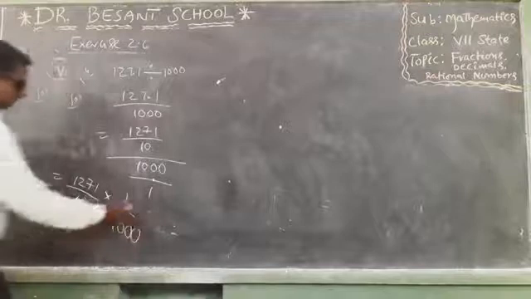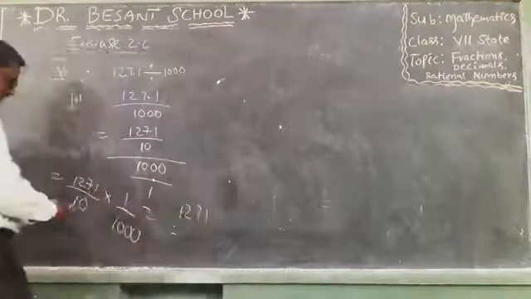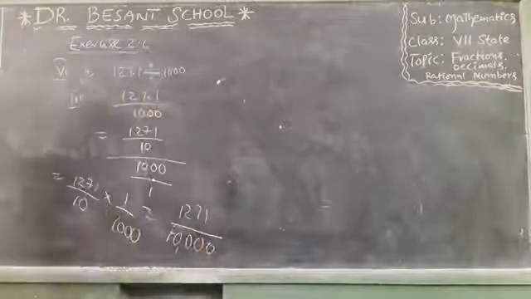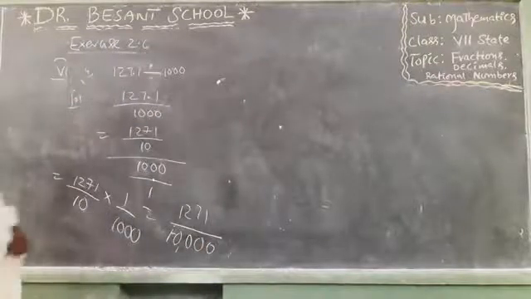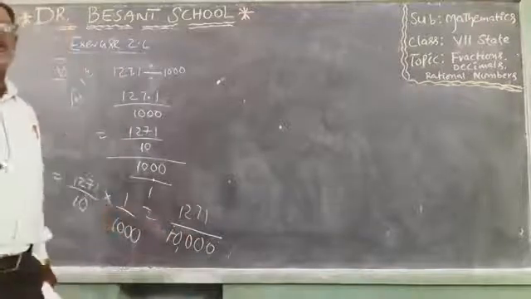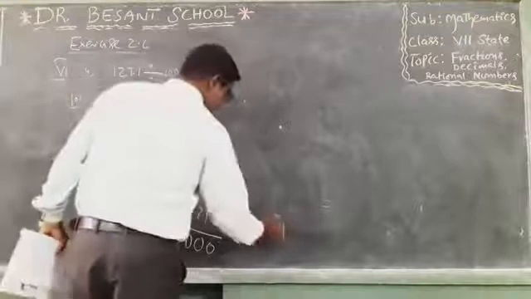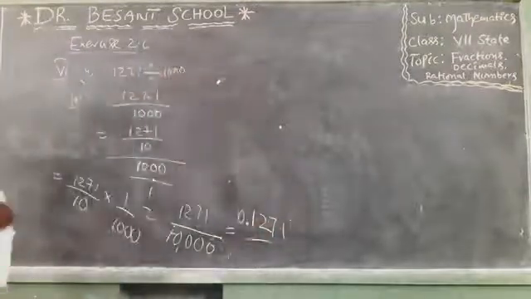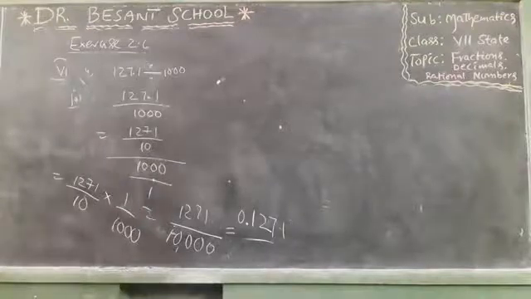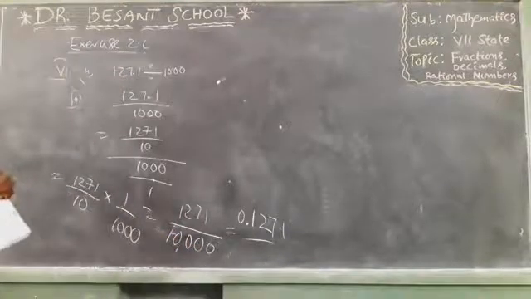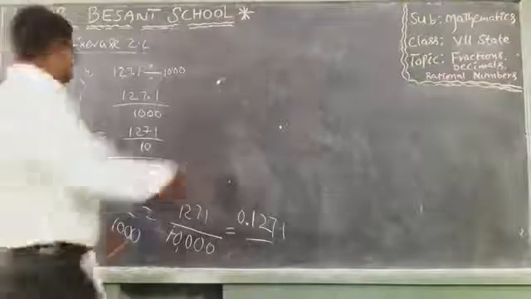This is 1271 by denominator 10 into 1000, which is 10,000. In 10,000, 1, 2, 3, 4 zeros are there. After 4 digits, we keep a point from right to left. 1, 2, 3, 4, point here. So 0.1271. Did you understand, children? Yes.